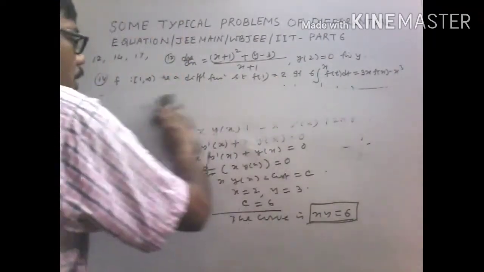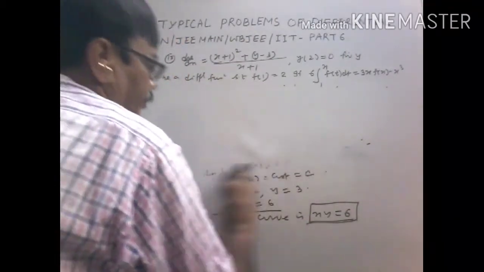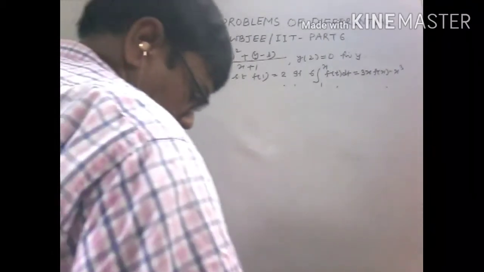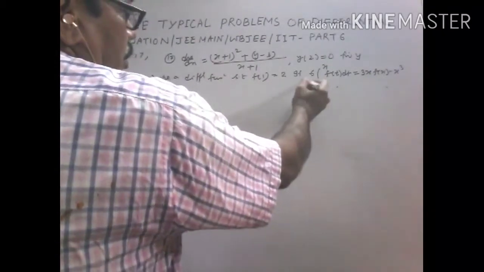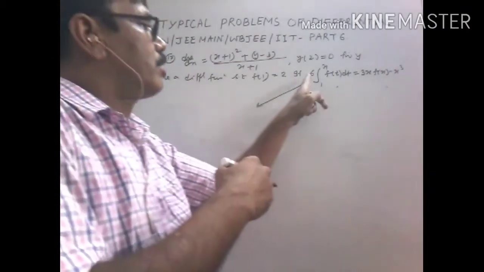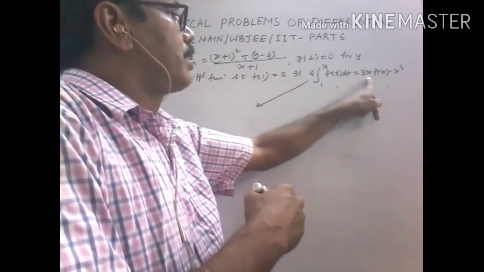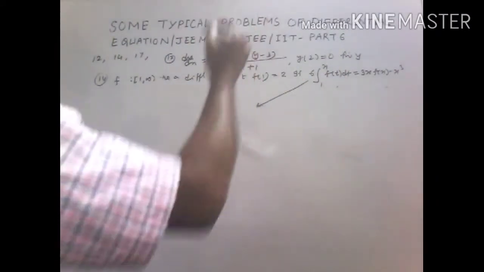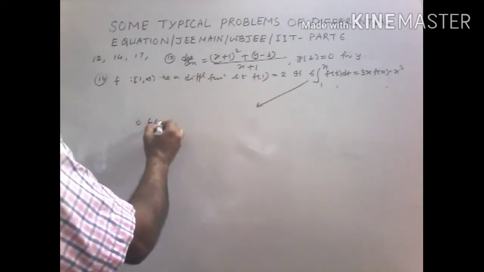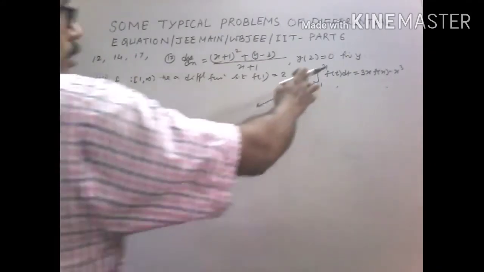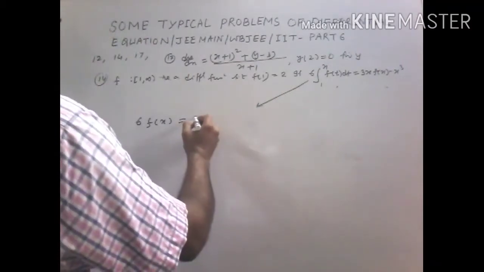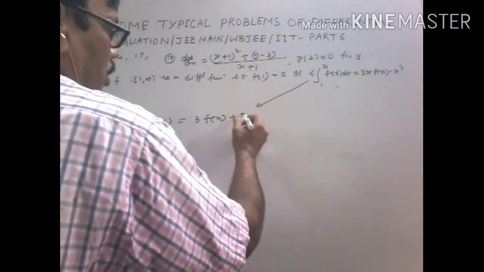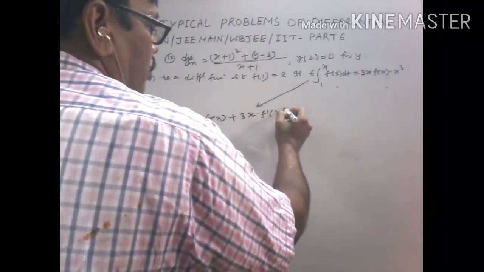Now problem number 14, exactly the same. So look, our condition is the integral of 6 f(t) dt equals 3x f(x) minus x³. So first differentiate it by Leibniz rule. So we get 6 f(x), this is 6 f(x), times the derivative of x. So 3 f(x), the derivative of x is 1. Now 3x unchanged, this is f'(x).